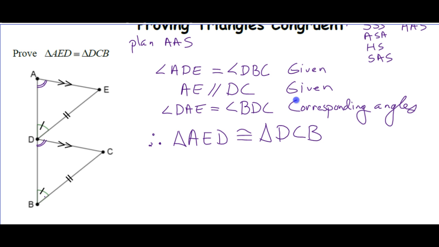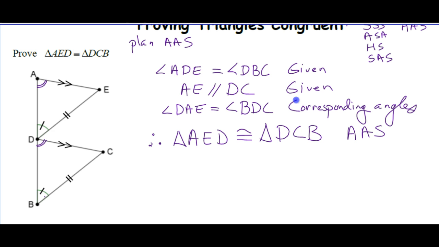And the reason is angle, angle, side. And when you name them this way, we say angle A is the same as angle D. They're both marked with the double angles. Angle E is the same as angle C. They're the unmarked angles. Angle D is the same as angle B. They're the ones marked with the single and the cross hatch.